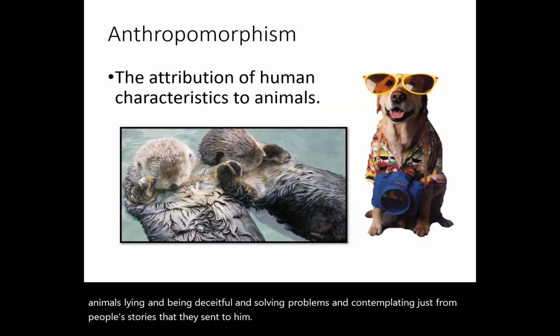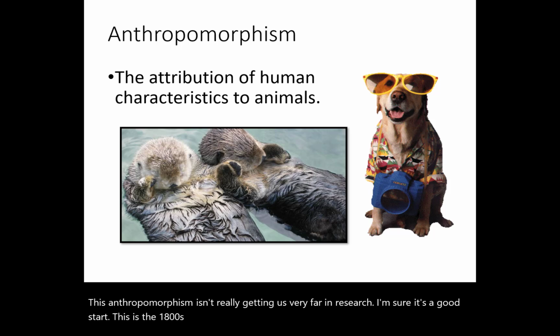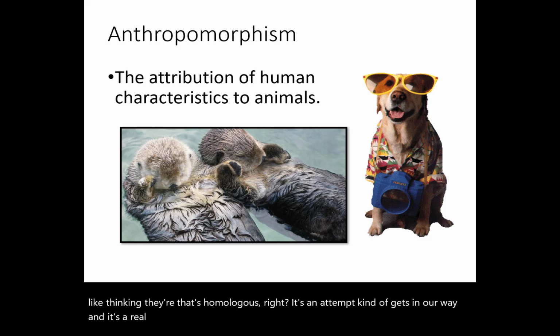And so this anthropomorphism isn't really getting us very far in research. I mean, sure, it's a good start. This is the 1800s, looking for that mental continuity. Find animals that show human-like thinking. That's homologous, right? It's an attempt. Kind of gets in our way, and it's a real problem, actually, even in research today, where we assume human characteristics in animals. Animals think like humans.